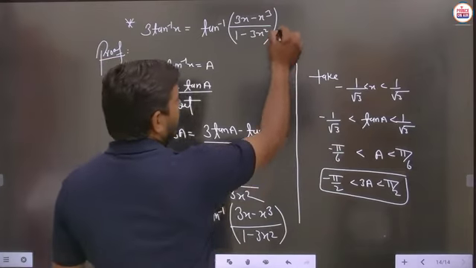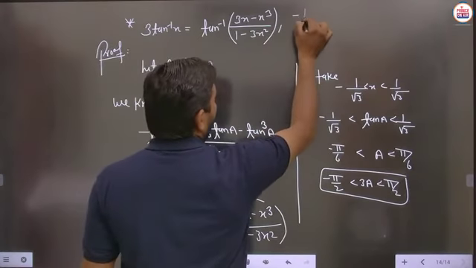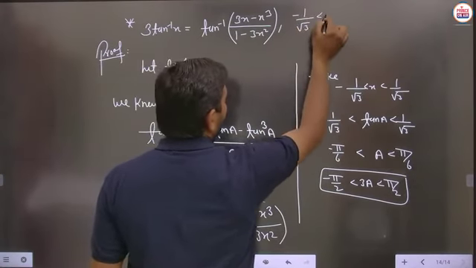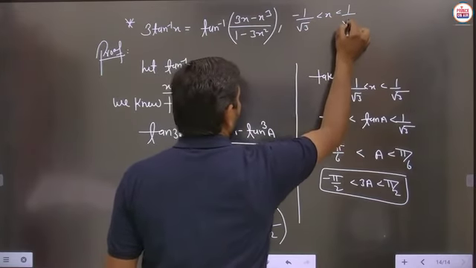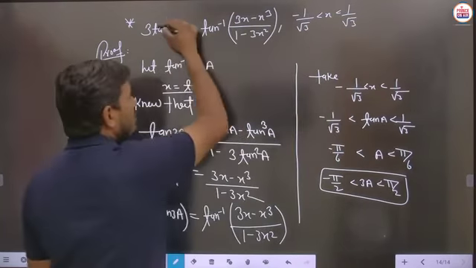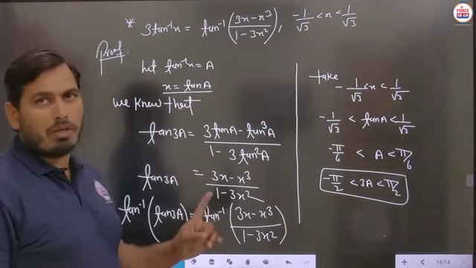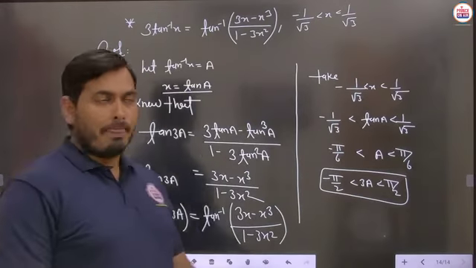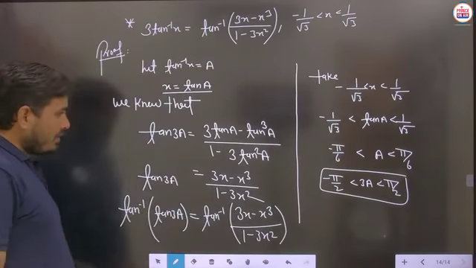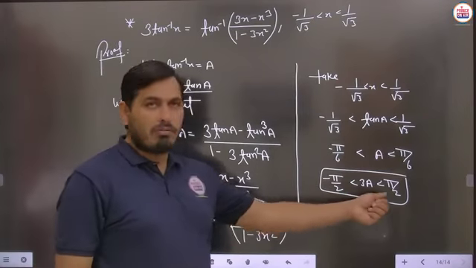So you can take the situation here, x from minus 1 by root 3 to 1 by root 3. This situation will be taken, then this result will hold, otherwise this will not hold. Is it to be clear? So now you can say that this 3a will lie in the principal value of this part.